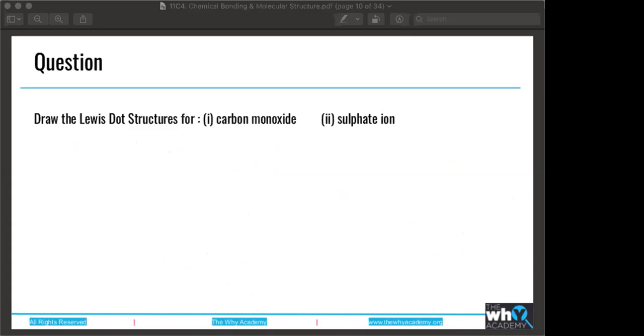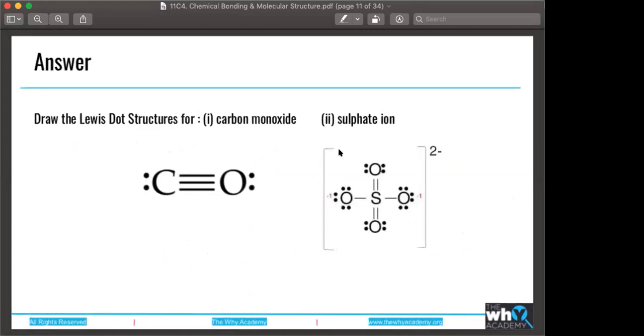So going to the next part. Yeah, so these are the answers. So carbon monoxide, and this is the sulfate ion. Enclose it, mention the charge.